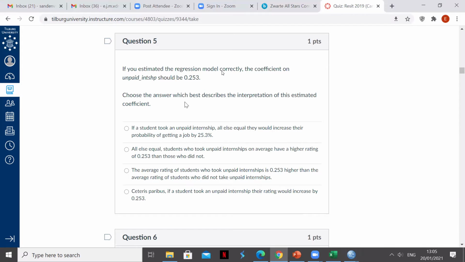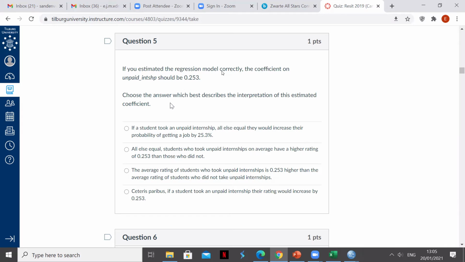Choose the answer which best describes the interpretation of this estimated coefficient. So if students took an unpaid internship, all else equal, they would increase their probability of getting a job by 25.3%. This one is wrong. And why is it wrong? Because we don't work with percentages. The coefficient doesn't tell us anything about percentages. It's about units. So if this goes up with 1 unit, then the other one goes up with 0.253 units.